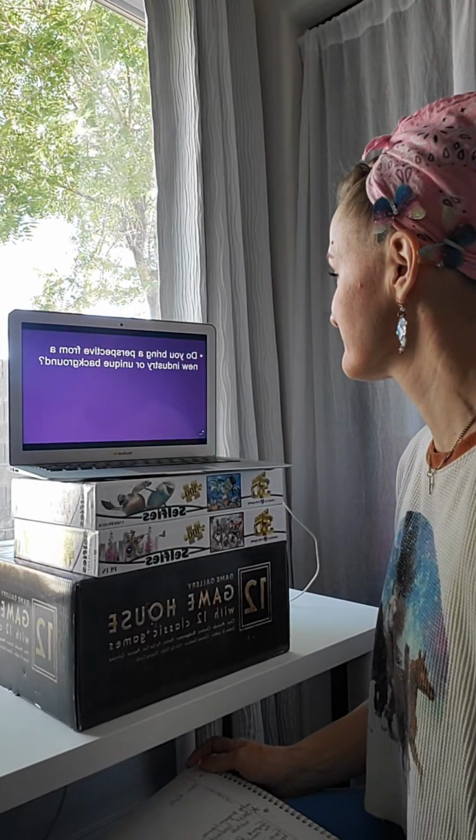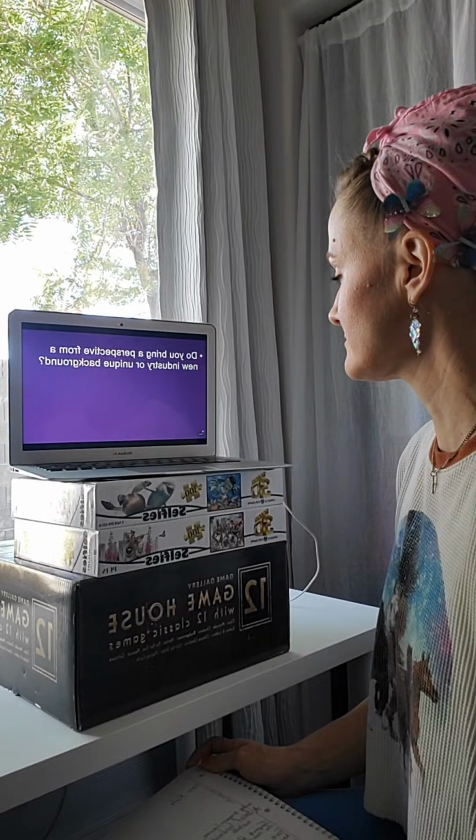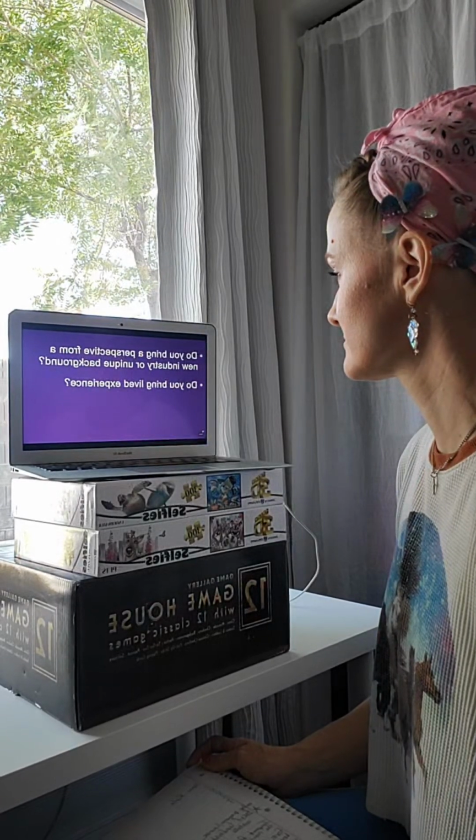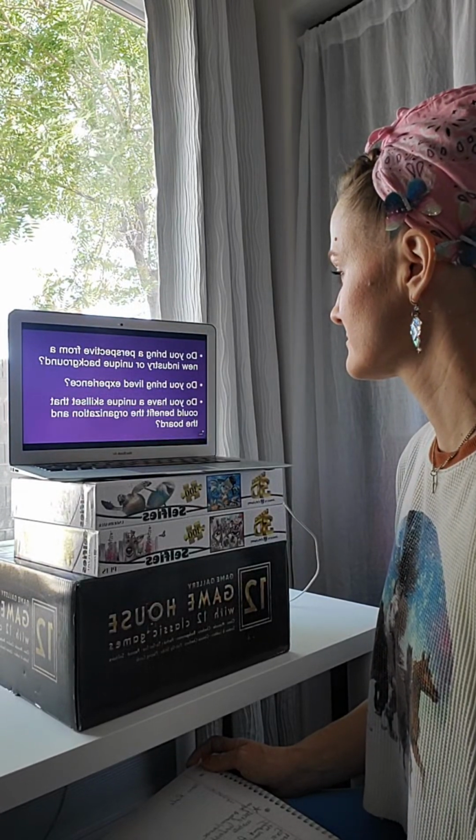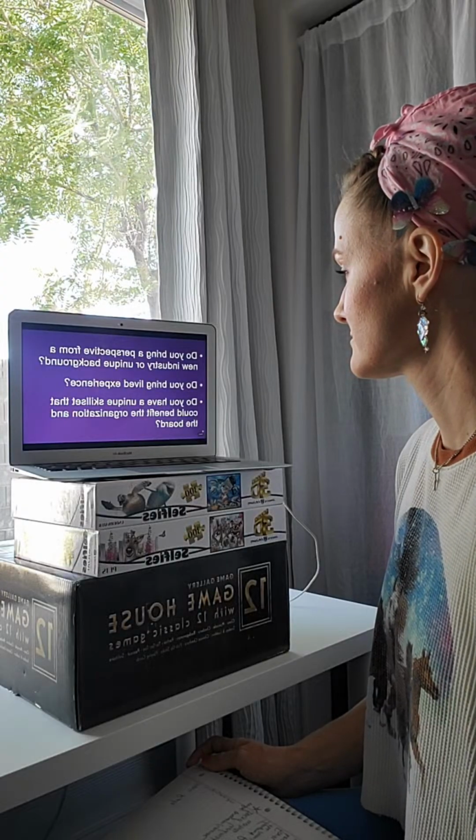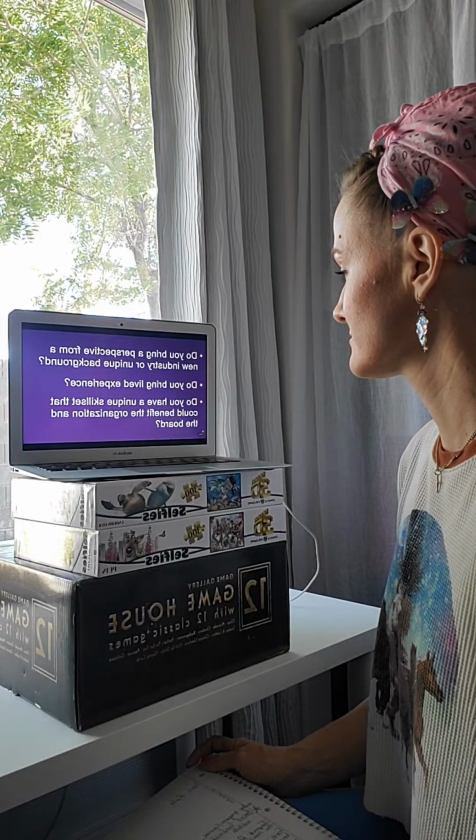Do you bring a perspective from a new industry? From a unique background? Do you bring lived experience? Do you have a unique skill set that could benefit the organization and the board? This may require someone having a chance to review your resume or CV ahead of the meeting. This is a lot to consider, as this is an important decision for you and the potential nonprofit board.